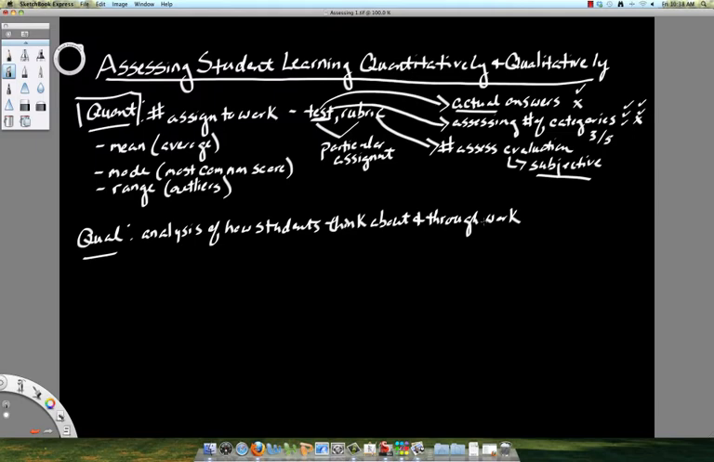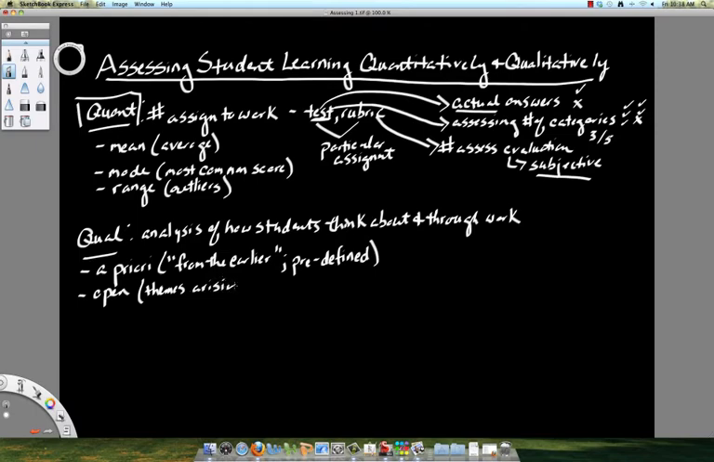For our purposes, the most useful qualitative evaluation techniques are a priori, meaning from the earlier, or already predefined, and open coding. And here we're saying themes arising from the data. These are both coding systems.